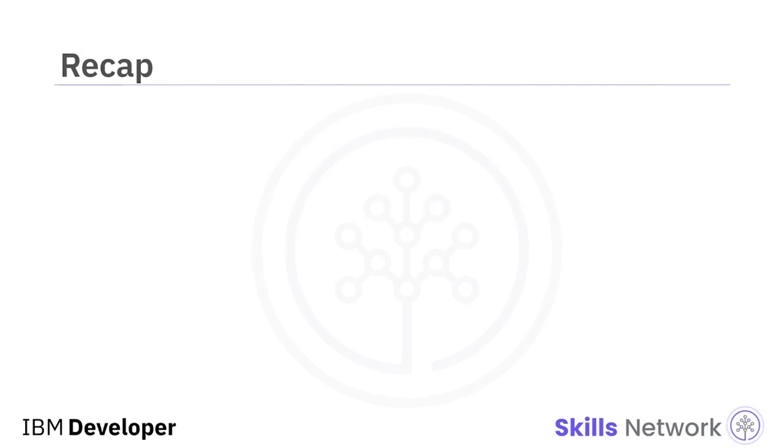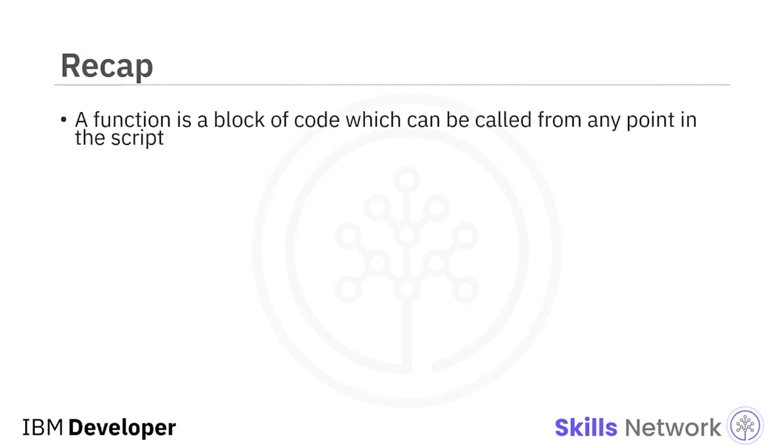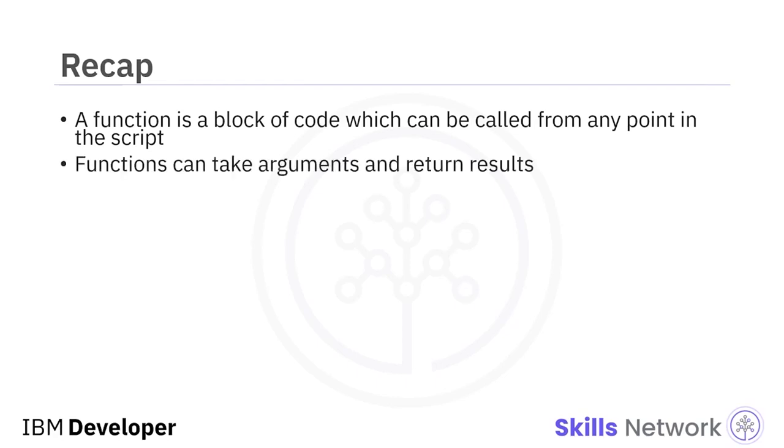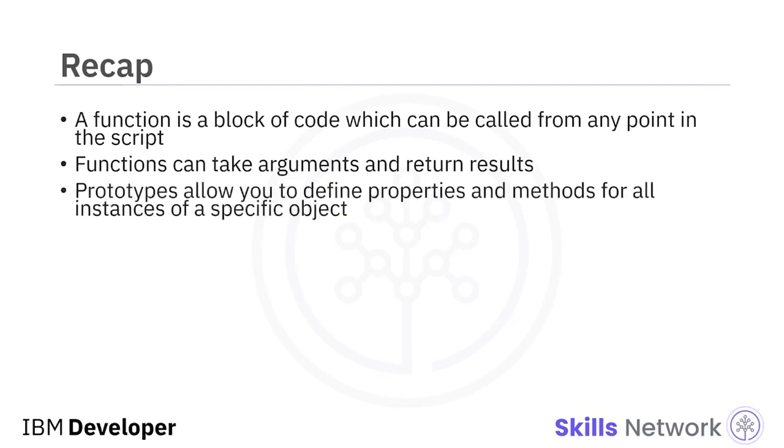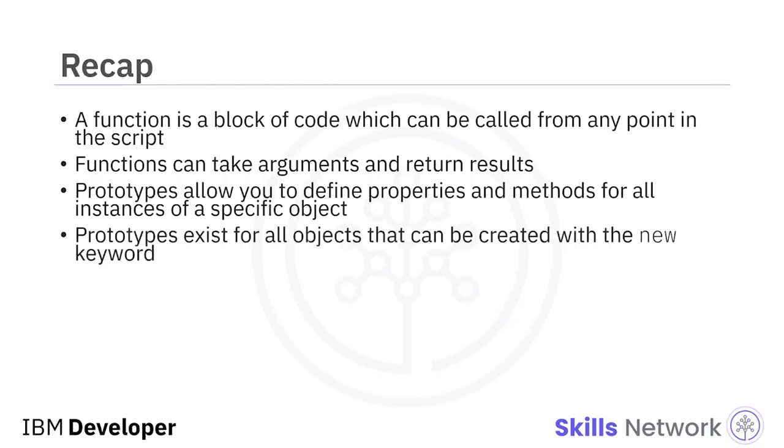In this video, you learned a function is a block of code which can be called from any point in a script after being declared. Functions can take arguments passed as parameters and can return results. By using prototypes, you can easily define properties and methods for all instances of a specific object. Prototypes exist for all JavaScript objects that can be created with the new keyword.